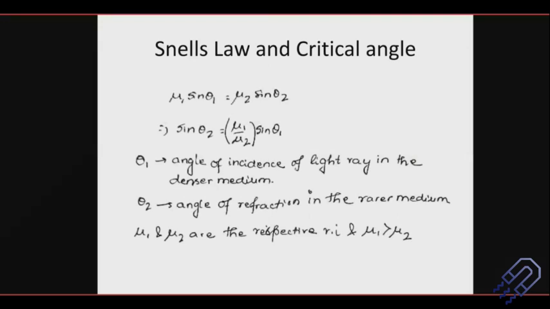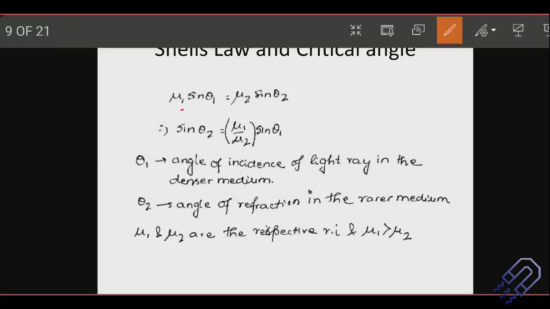In general, when we talk about Snell's law, we know that it is nothing but n1 sin theta 1 is equal to n2 sin theta 2. N1 and N2 are the refractive indices, and here we are actually representing this N1 and N2 as mu1 and mu2. Okay. So theta 1 is the angle that the incident ray makes with the normal, and theta 2 is the angle the refracted ray makes with the normal.